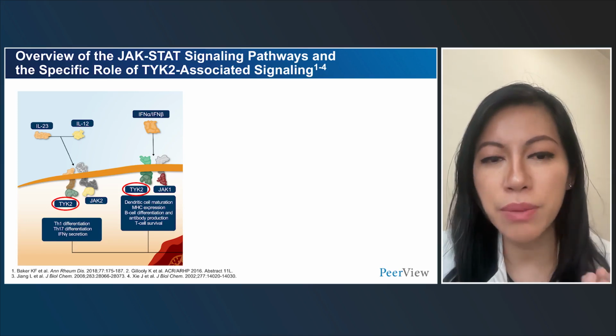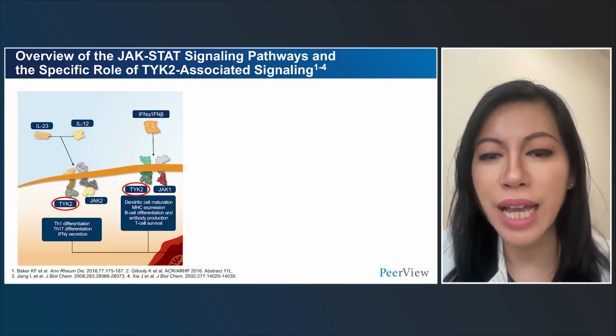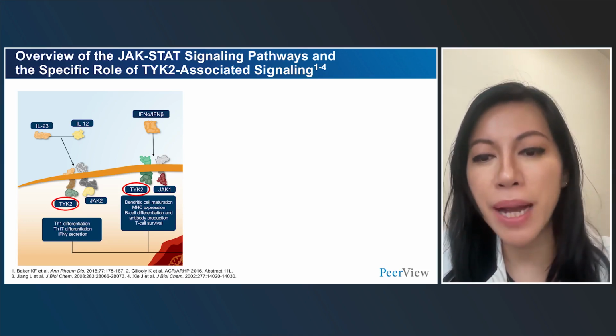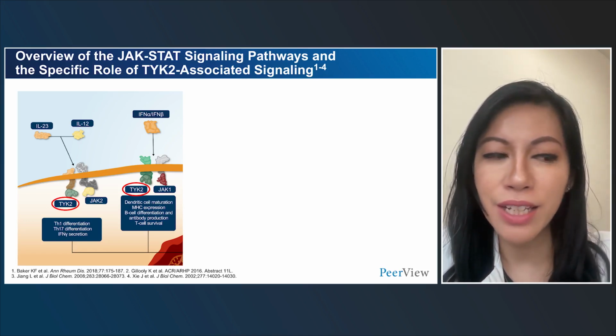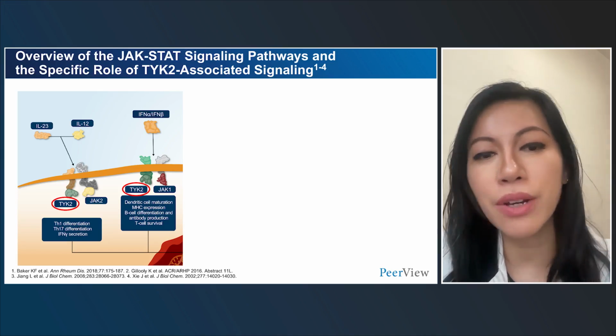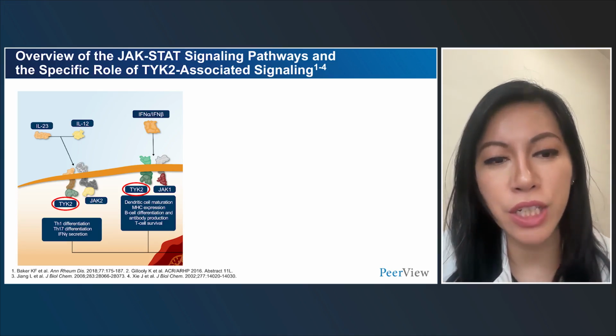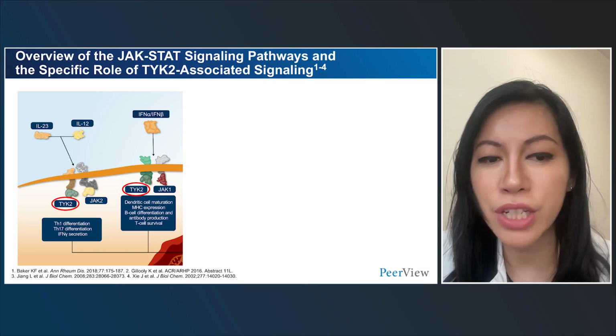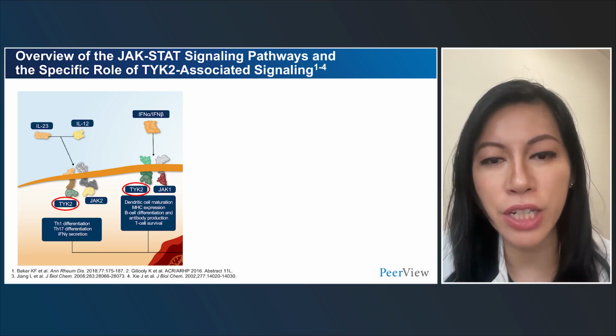So TYK2 is really important intracellularly for that signal to be transmitted from extracellular cytokine binding to the receptor, and then how that signal gets transmitted intracellularly requires that of TYK2. You'll notice that TYK2 is very specific for Th17 differentiation, Th1 differentiation.